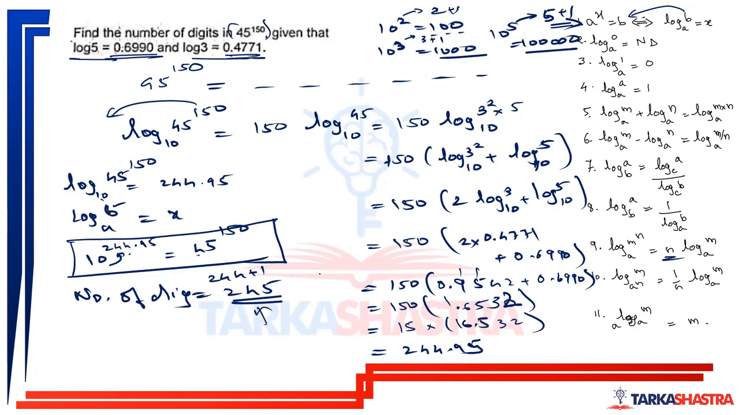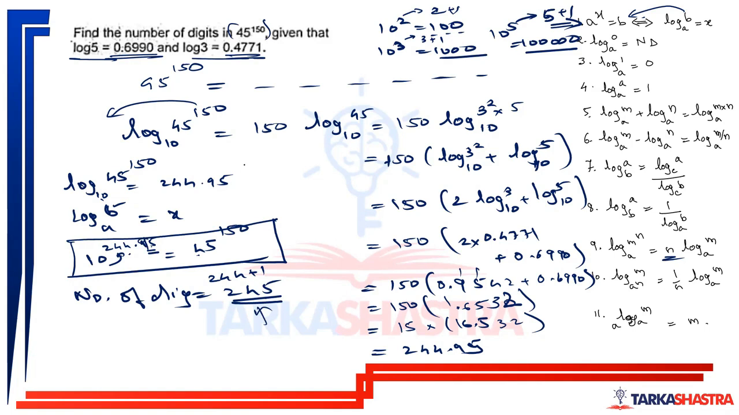Now you will be saying that 45 to the power 150 will not have only ones and zeros. No, it will not have. But then other digits are taken care by 0.95. Okay. So this is the process which we follow while finding out the number of digits.